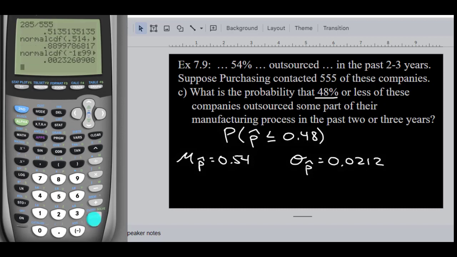And so notice here we get a pretty small number. It's going to be 0.0023 or 0.23% if they were asking for a percent. Remember, to convert from this decimal number into a percent, all we do is we take that decimal point and move it over 2 spaces. And that's how we convert from a decimal to a percent.